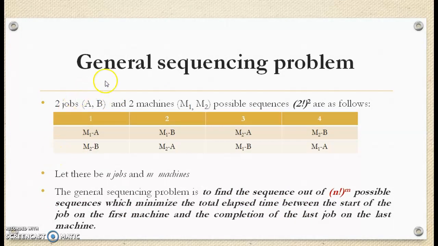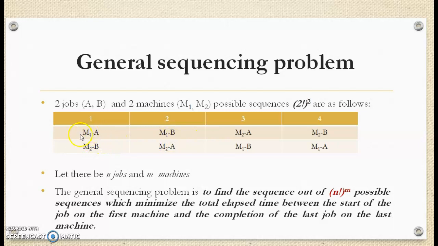Friends, now let us discuss the general sequencing problem. For example, we have taken 2 jobs, job A and job B, and 2 machines, M1 and M2. So how many possible sequences will there be? There will be (2 factorial) raised to 2 possible sequences. This is proved mathematically.